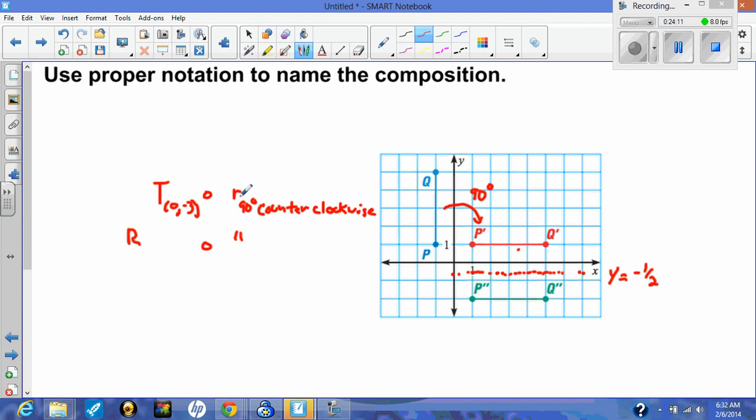Oops, I apologize. This should be a capital R. My bad. Make sure you fix that in your notes. Reflections are capitals. This should be a reflection across the y equals -1/2 line. So we could say both of these could be the composition. There's going to be more than one way sometimes. Your partner may get number 1, you may get number 2, and it's okay because we end up in the same spot.